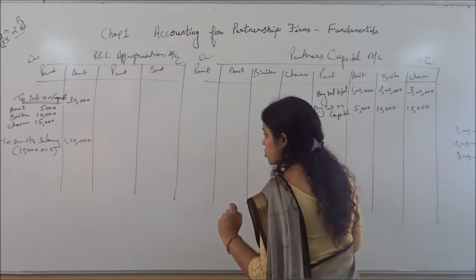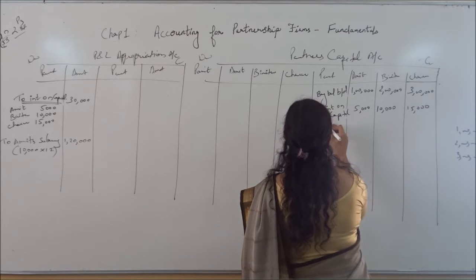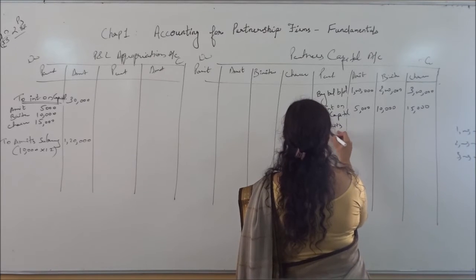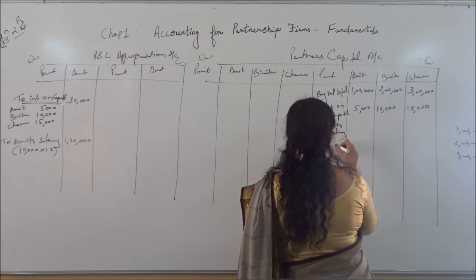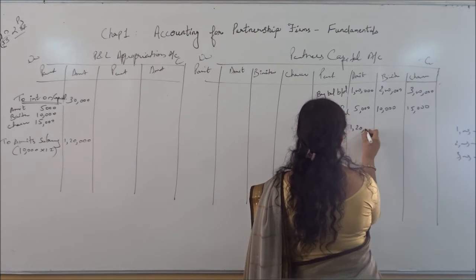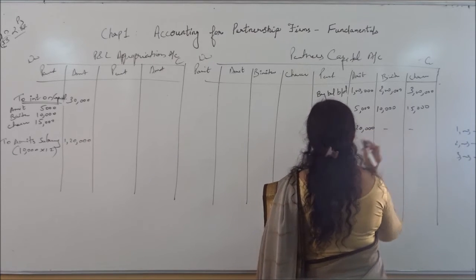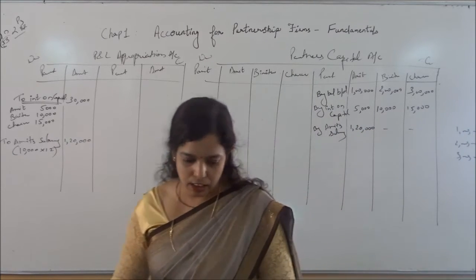Generally one item or another gets missed. By Amit's salary, 1,20,000. The others are not getting any, so put a dash, or you can write nil.